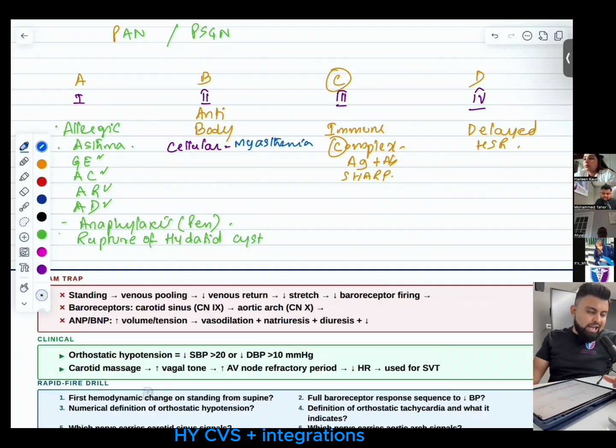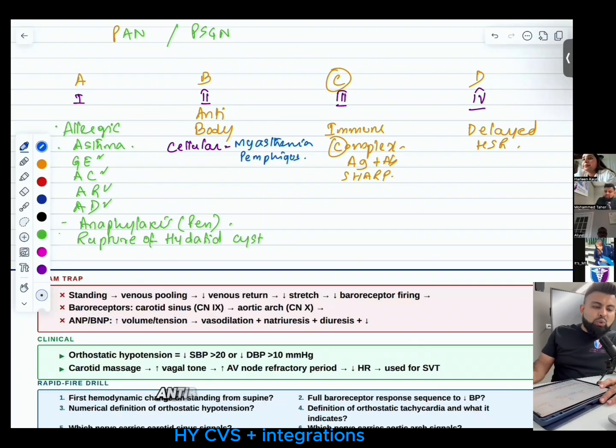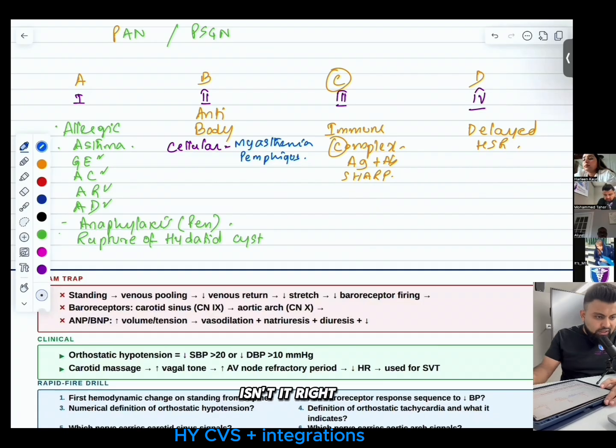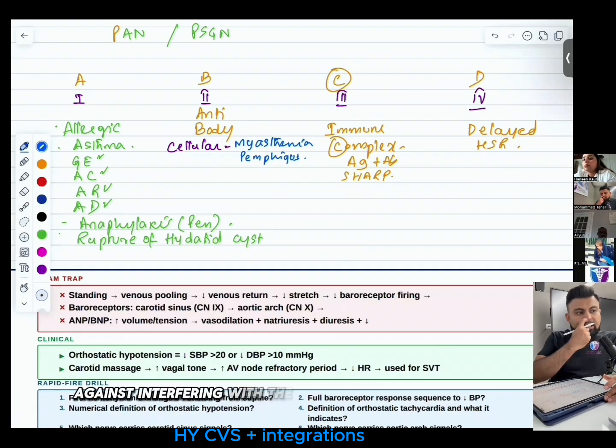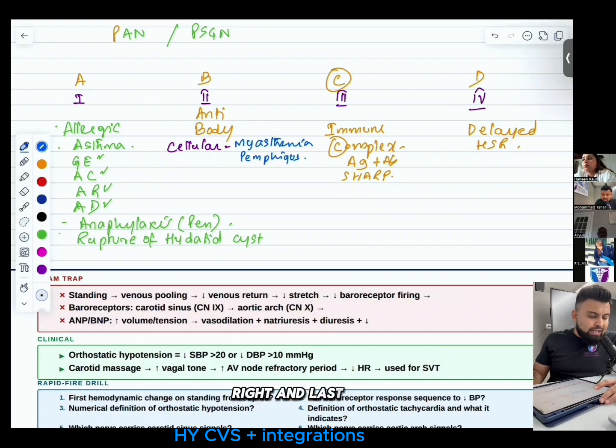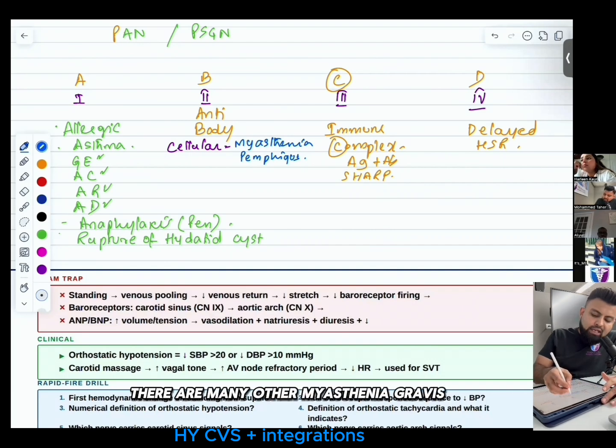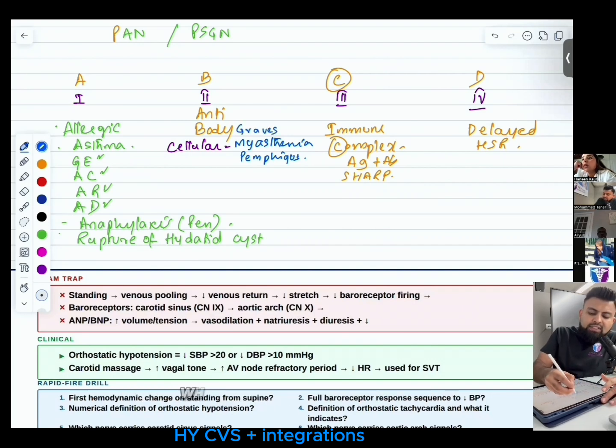Antibodies that are actually against this post-junctional receptor, or we can also say pemphigus vulgaris. Recall, pemphigus vulgaris is associated with antibody against the desmosomes, isn't it? Right. So there it is interfering with the normal cellular function. And last, you can also remember Graves' disease. In Graves' disease also, what is happening? Remember, these are stimulatory antibodies against the TSH receptors, isn't it?